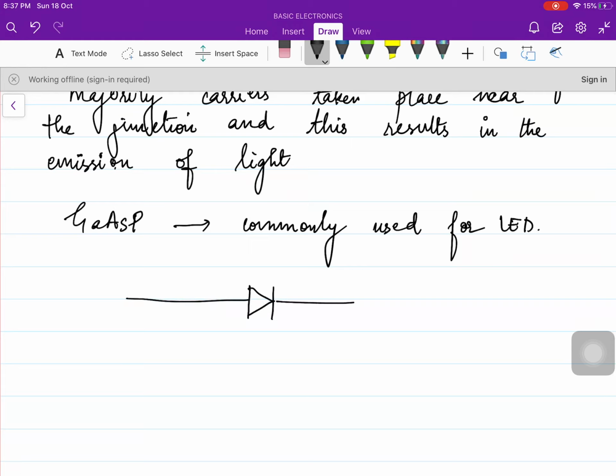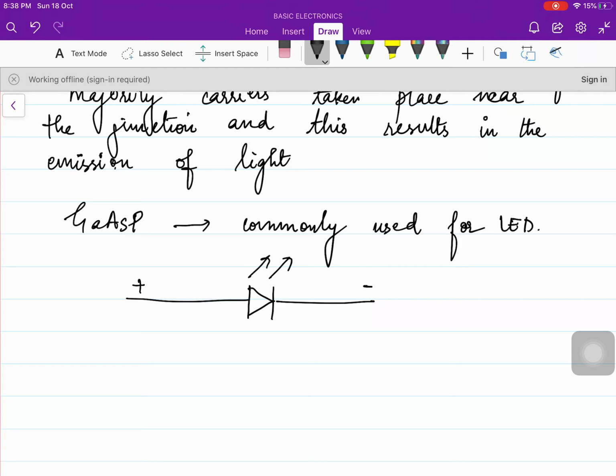Now let us see the symbol of LED. This is a normal PN diode, and if it is an LED, it must show the emitting light, and that is through the arrows. Current flows from positive to negative. Now this is how LED works.